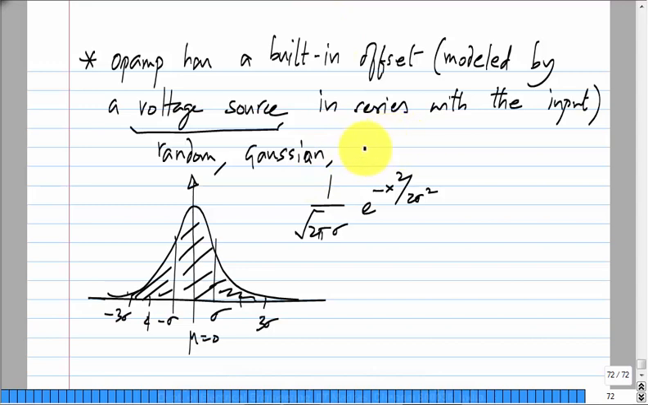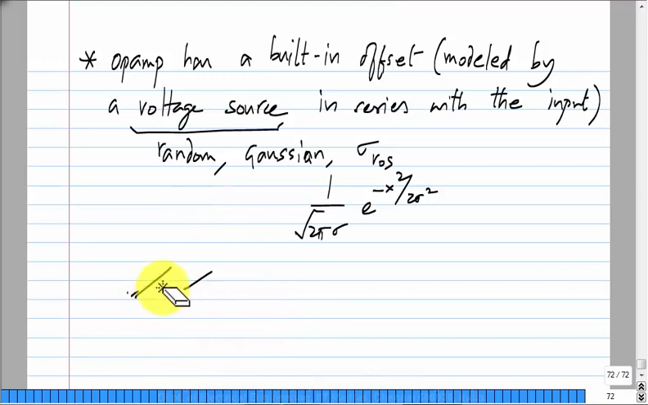What you will be given is the sigma of the offset. Okay? Keep in mind that it's a random quantity. So, if you see a sigma of 1 millivolt, that doesn't mean the op-amp has an offset of 1 millivolt. It means that if you measure a large number of op-amps, you are probably not likely to see op-amps with offsets more than 3 millivolts very often. Okay?